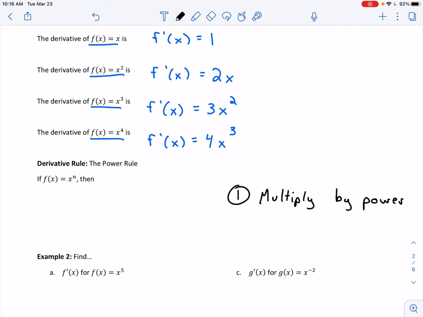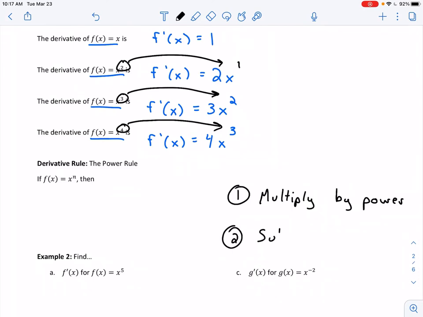And then after that, what happens? Well, I started here with the power of 3, and then it became 2. In this example, I started with a power of 4, and I went down to 3. I can even go backwards. Here I started with a power of 2. Even though there's not one written, I went down to a 1. So I'm going to start by multiplying by the power, and then my second step, I am going to subtract 1 from the power. And if you can follow these two steps, this is what the power rule tells you. It tells you how to take the derivative of a power function.